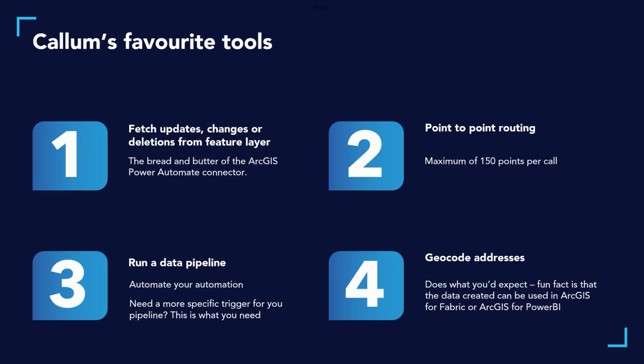Things like that. And finally, we can geocode and reverse geocode addresses. So we may get a list of coordinates or a list of addresses, and we can get the inverse back from this tool. Obviously, I hope everyone's familiar with geocoding. The neat part about this, though, is that the output can be put directly into other ArcGIS for Microsoft technologies, be that ArcGIS for Fabric or ArcGIS for Power BI, meaning it can go straight onto your Power BI dashboard for your users to see.